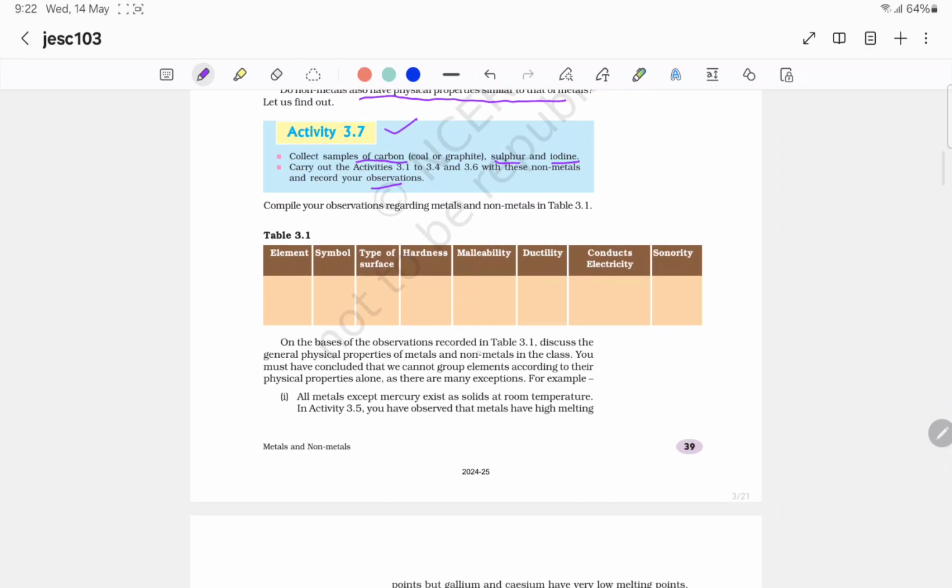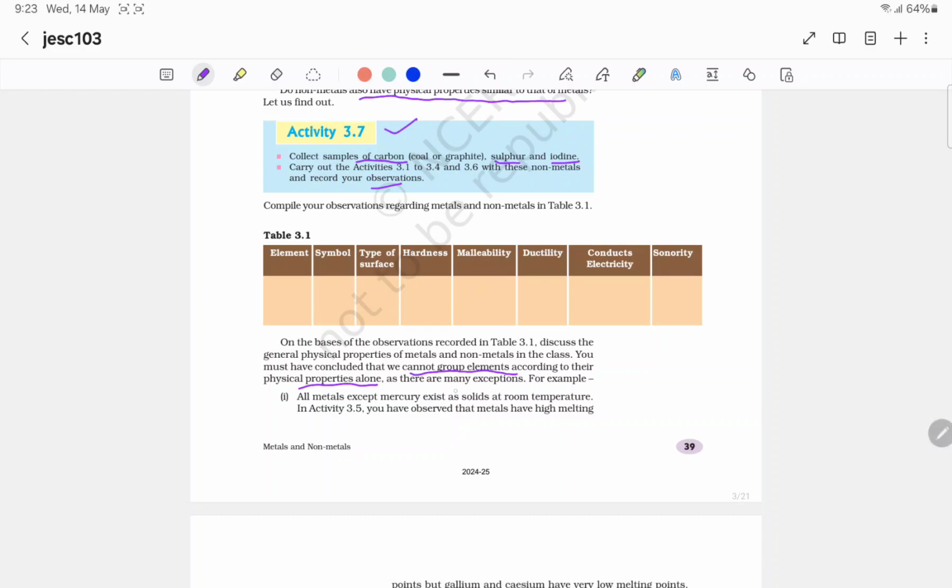Then on the basis of the observation, discuss the general physical properties of metals and non-metals in the class. So you must have concluded that we cannot group elements according to the physical properties alone, as there are many exceptions. So it's saying that in the periodic table, it's not only the physical properties on which we have arranged the elements. There are, for example, the chemical properties which are the basis for the arrangement of the elements in the periodic table.